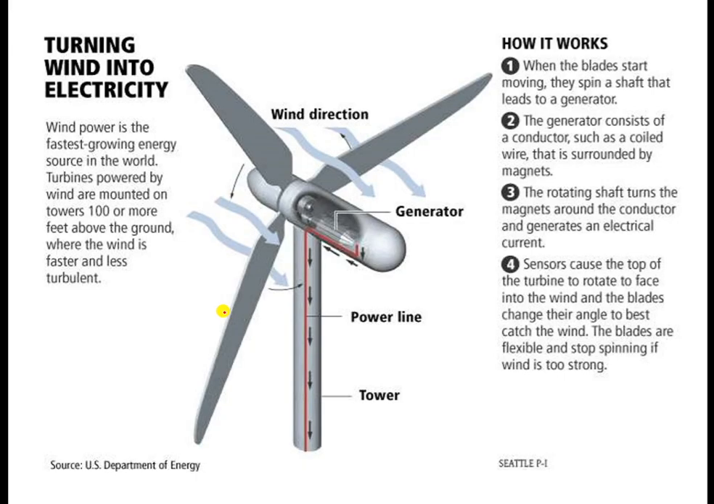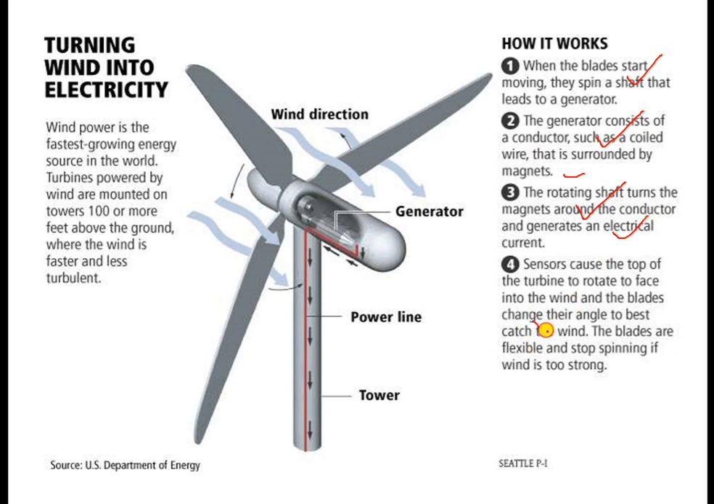This is also a figure which is giving you the same thing as to how this wind power plant is working. When the blades start moving, they spin a shaft that leads to a generator. The generator consists of what? The conductors, coils, which are surrounded by magnets, and in turn the rotating shaft turns the magnets around the conductor, which generates an electrical current. That is available for providing to the destination.